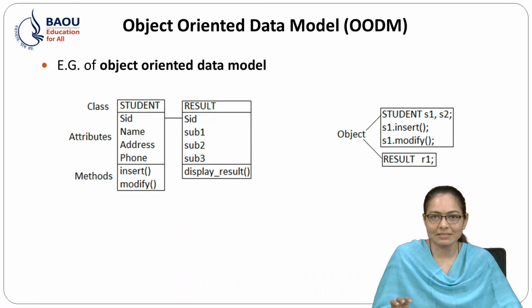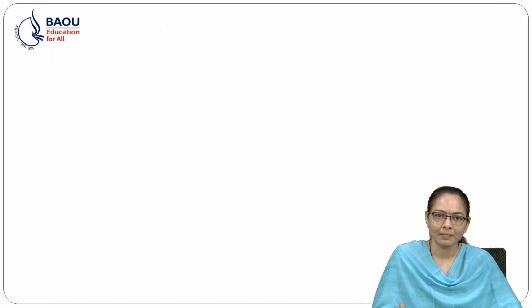Here two classes are connected with the SID attribute, which is common in both the class Student as well as Result. The Student class can create multiple objects also, like S1, S2, S3, which are called objects. Thus, in an object-oriented data model, all the entities, attributes, methods or behaviors are represented in a diagram referred to as a UML diagram or a class diagram.